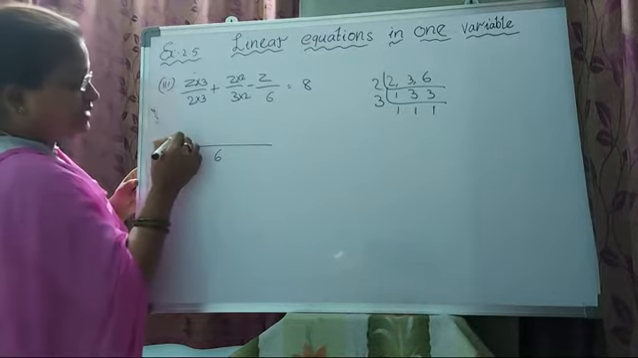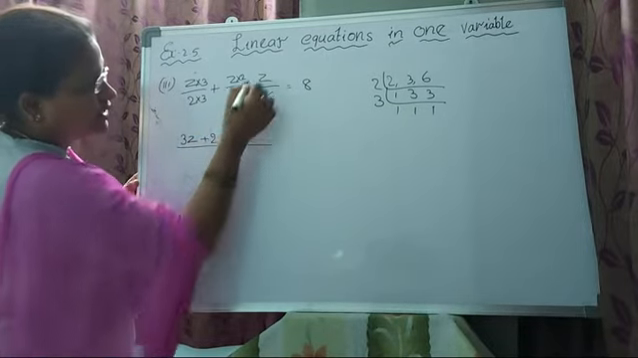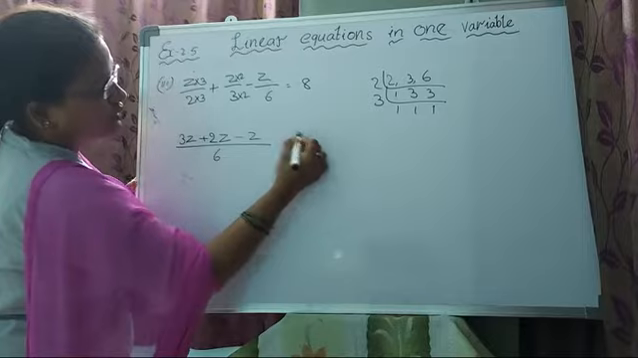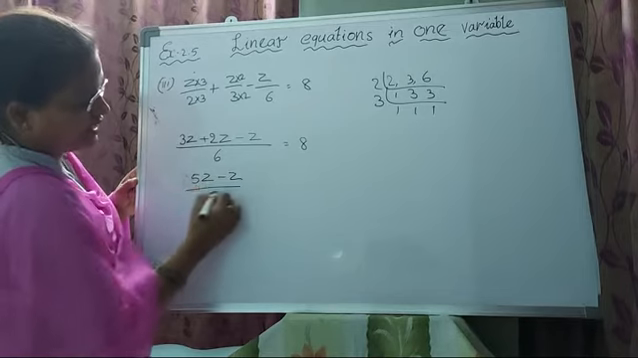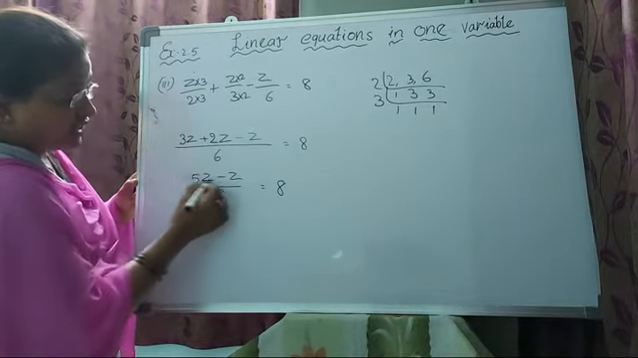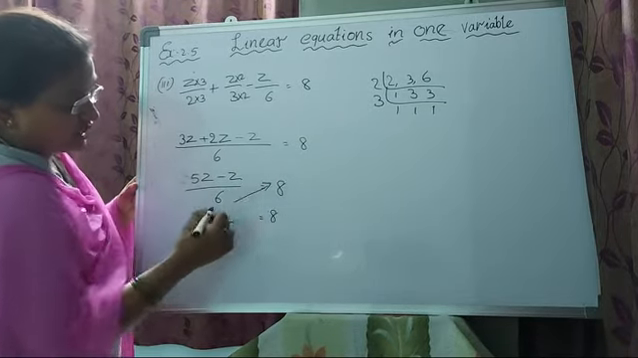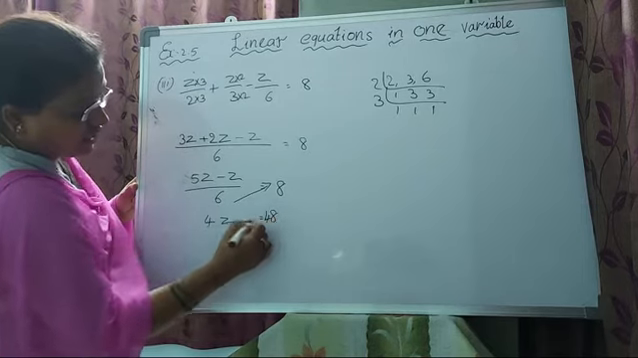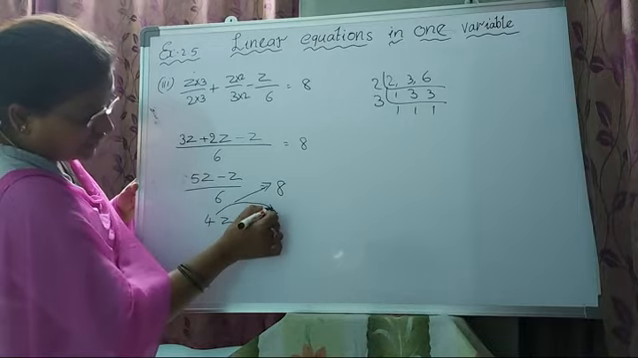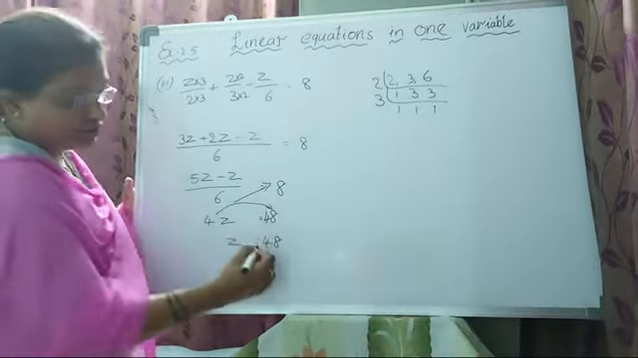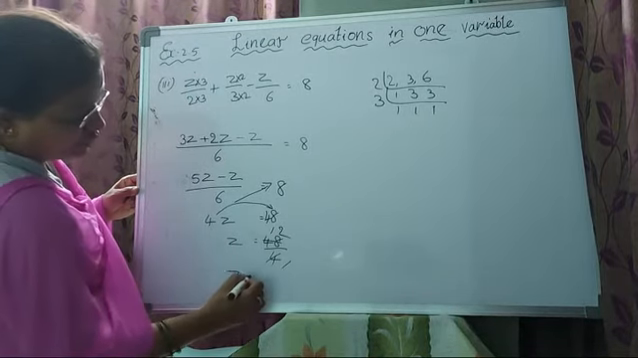So here 3z, 3 into z, 3z plus 2z, 2z minus z is equal to 8. So 3z plus 2z is 5z, minus z, by 6 is equal to 8. 5z minus z, 4z by 6 is equal to 8. Cross multiplication, 6 eights 48. So 4z is equal to 48. If you transpose this to the right hand side, here it is multiplying, if you transpose it, it divides. 4 ones, 4 twelves. So z is equal to 12.